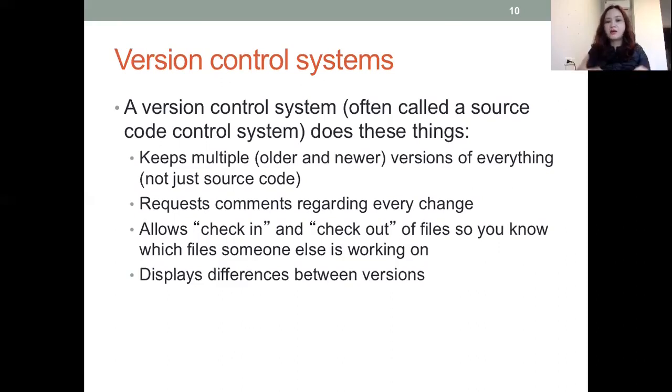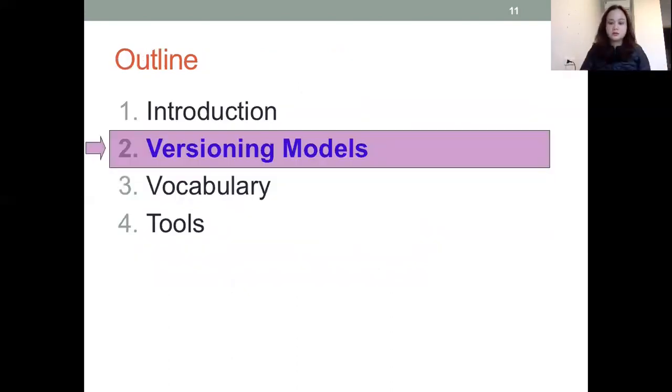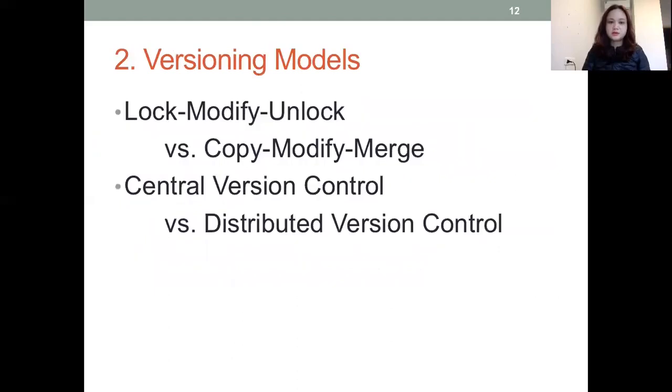So how can they manage the file, the versions? We go to the next part, which is the versioning models. In fact, we have two main models of versioning: lock, modify, unlock, and copy, modify, merge. And in this part, I also introduced you to the central version control and distributed version control.